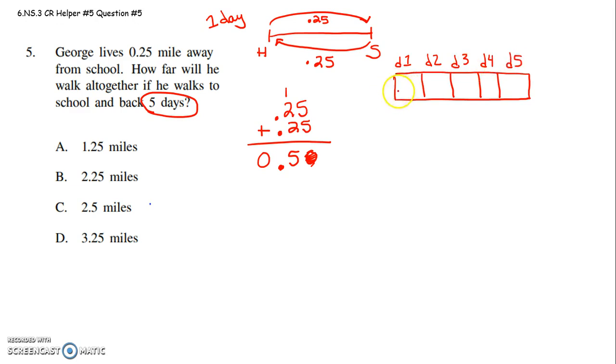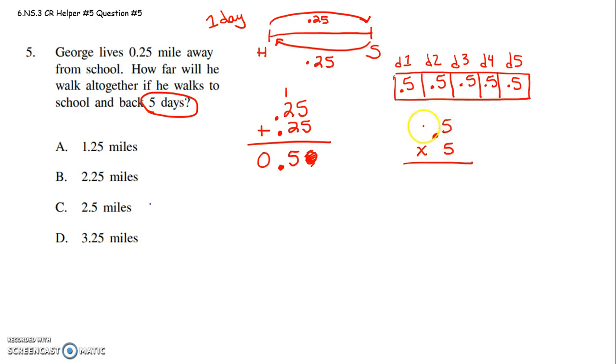I like visuals. So on day 1, he has to journey a half mile. On day 2, he's journeying a half mile. On day 3, he's journeying a half mile. Day 4 and day 5. So I look at this, I say, oh, I could add 0.5 plus 0.5 plus 0.5 plus 0.5 plus 0.5. But if I'm repeatedly adding, I could choose to just multiply. I could take that 0.5 and multiply it by 5.